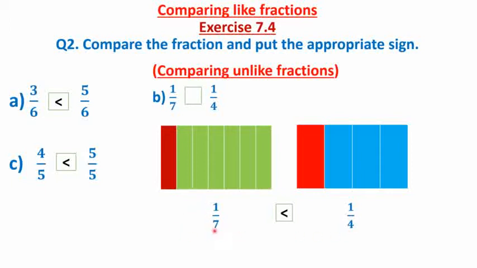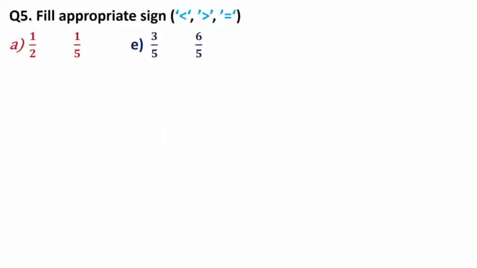So children, whenever we have a different denominator but the same numerator, the fraction whose denominator is the smaller number will be the bigger fraction. So here 1 by 4 is bigger than 1 by 7.